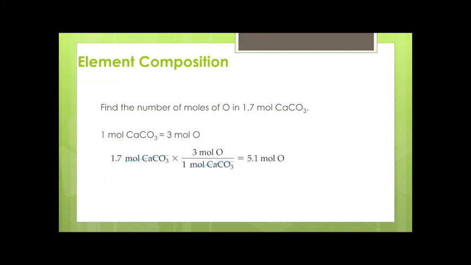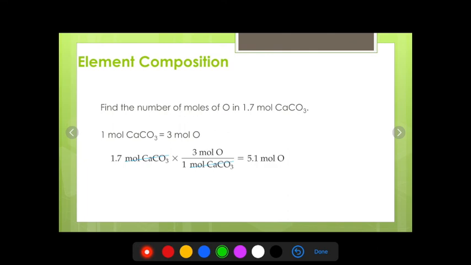So in this question it says, find the number of moles of oxygen in 1.7 moles of calcium carbonate. To be able to do that, I have to get oxygen by itself. So that's why we make that conversion factor. Again, if I have 1 mole of the compound calcium carbonate, then I have 3 moles of oxygen. And all I'm doing is looking at that formula to get the 3.